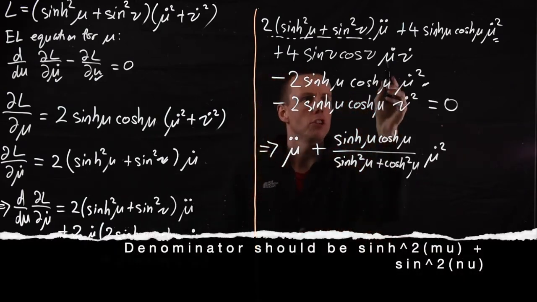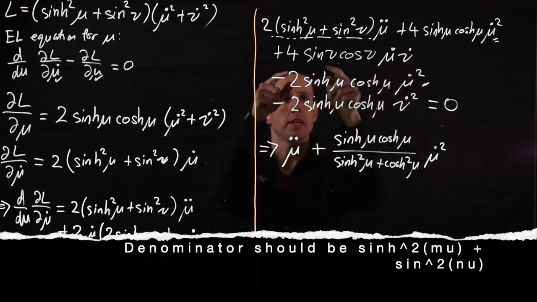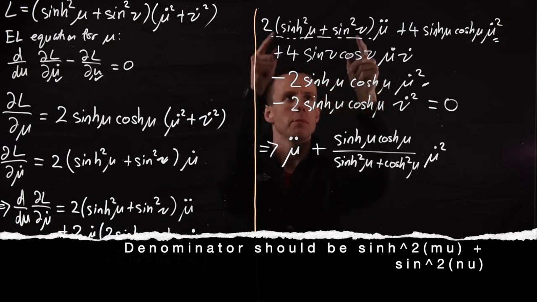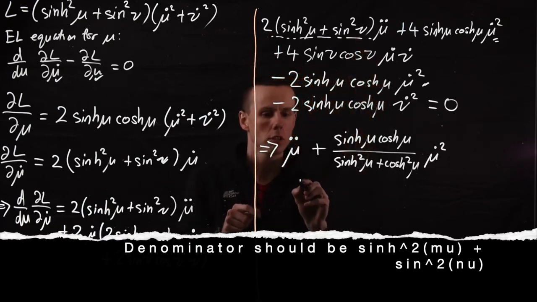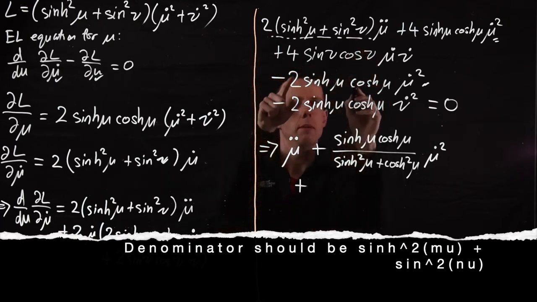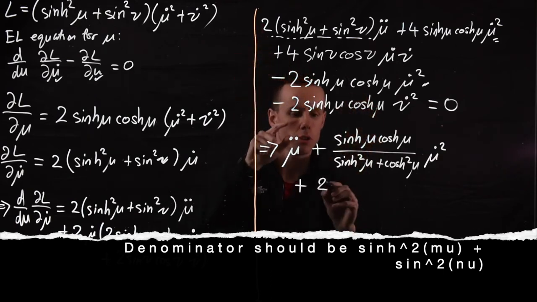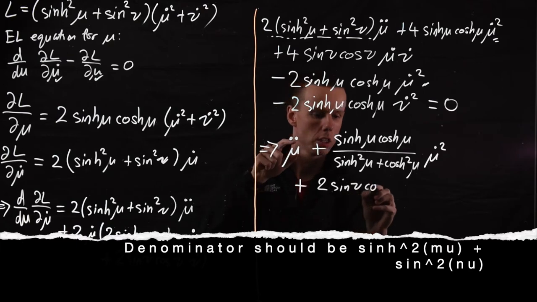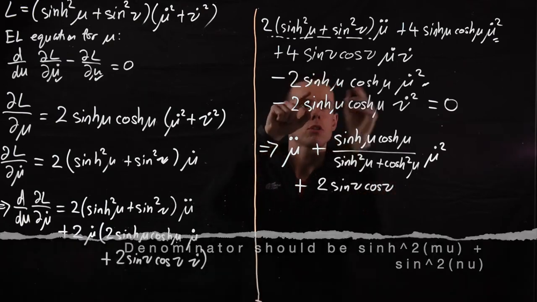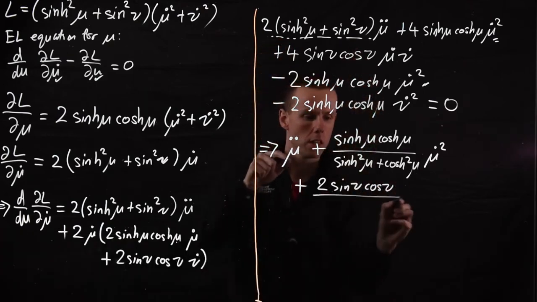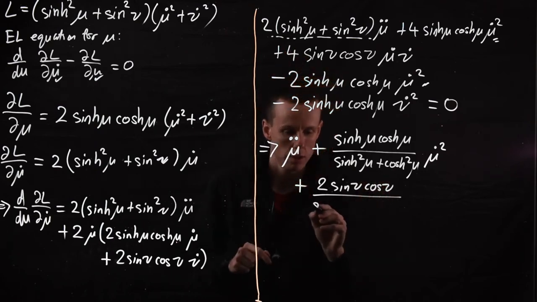What will the coefficient of mu dot nu dot be? Okay, so no cancellation with anything here, so it'll just be this divided by this. So we will have plus 4 over 2 is 2, so we're just going to have 2 sine nu cos nu divided by sine squared plus sine squared.